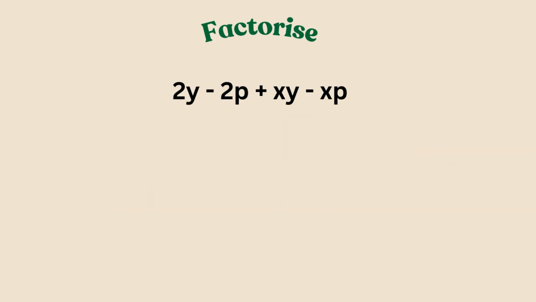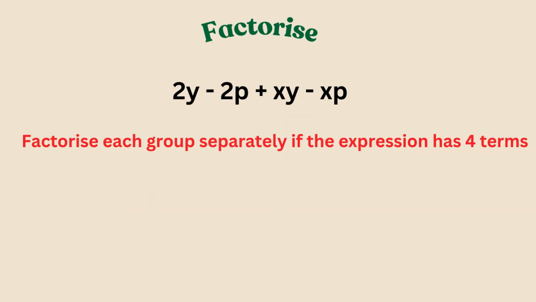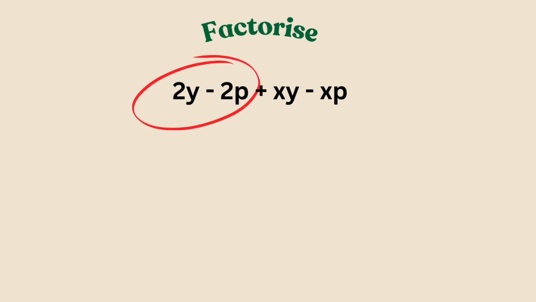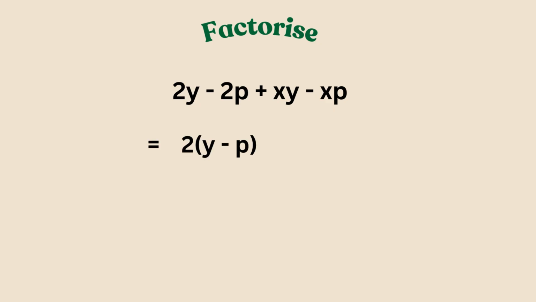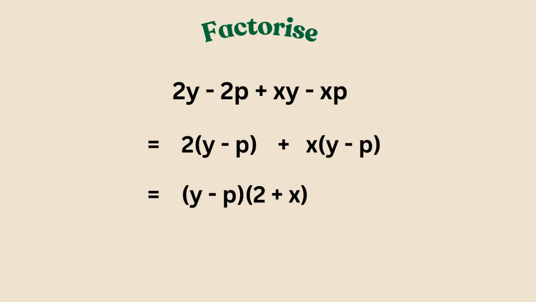Now what if we have a 4-term expression like this? We simply factorize them in separate groups. For the first group, the HCF is 2, and for the second group, the HCF is x. Factoring 2 from the first group leaves y minus p in the brackets, and factoring x from the second group leaves us again with y minus p. So y minus p can be factored from both terms, leaving us with 2 plus x in the other bracket.